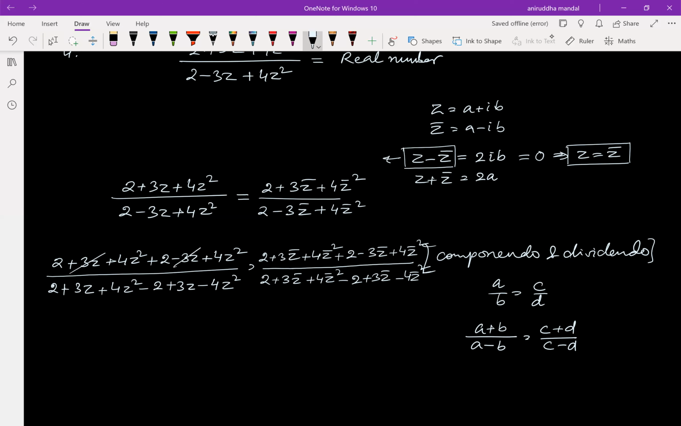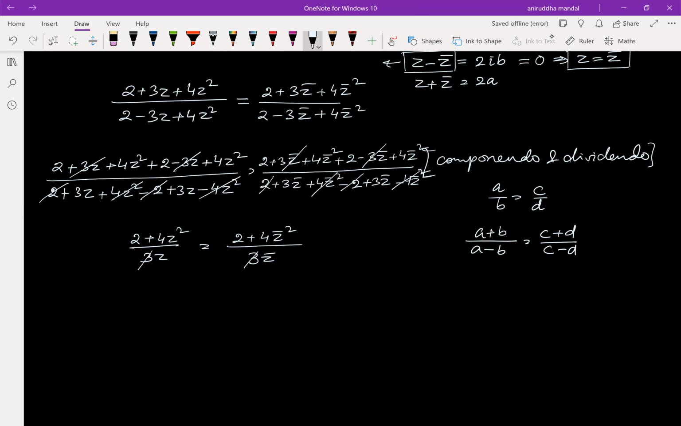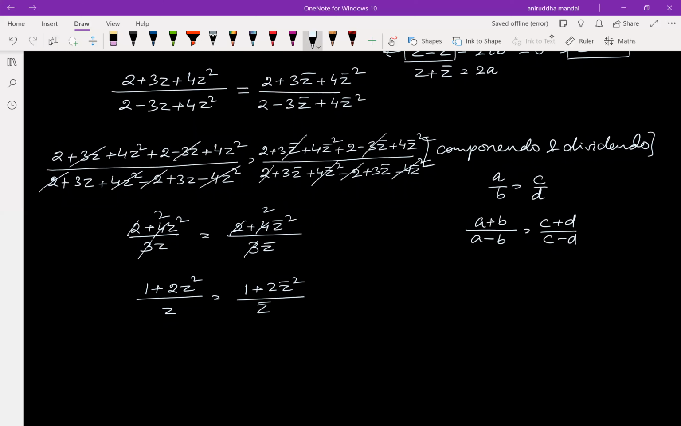So this will get cancelled, and in the denominator this will get cancelled. In the numerator there are two terms, and in the denominator also two terms, so we can write this as (2 plus 4z square) by 3z equals (2 plus 4z bar square) by 3z bar. The 3 will get cancelled and 2 also will get cancelled. So at last we have this expression. Now simply cross multiply: z bar plus 2 z bar z square, and z plus 2 z z bar square.